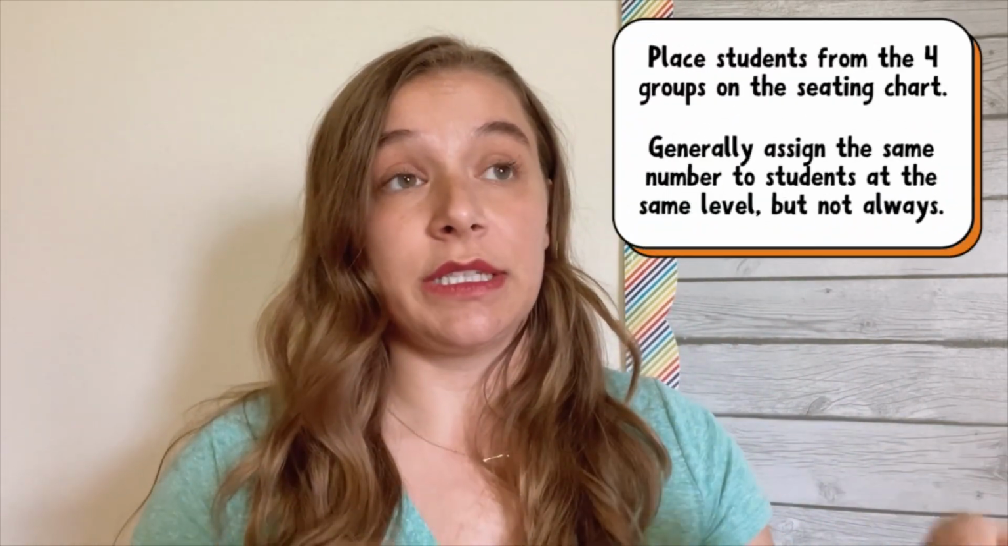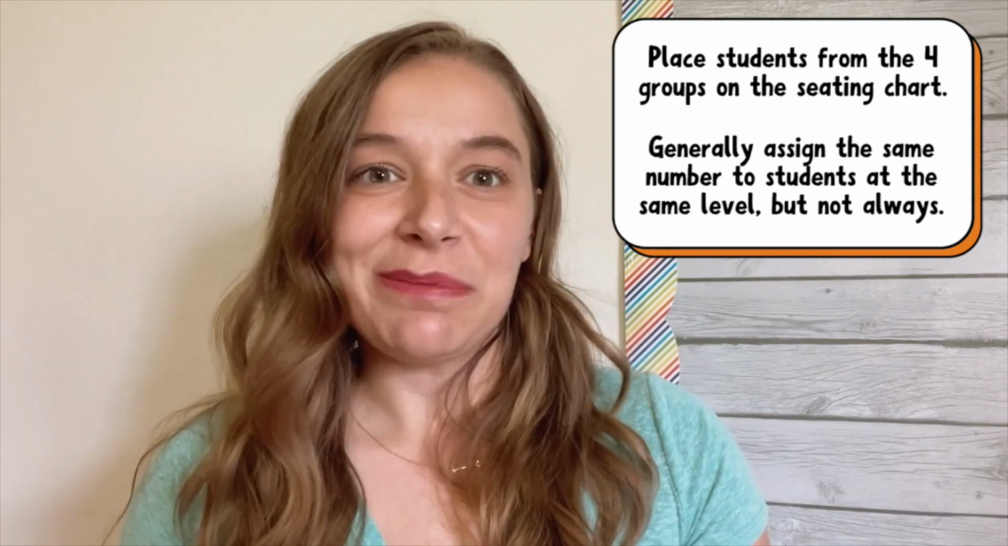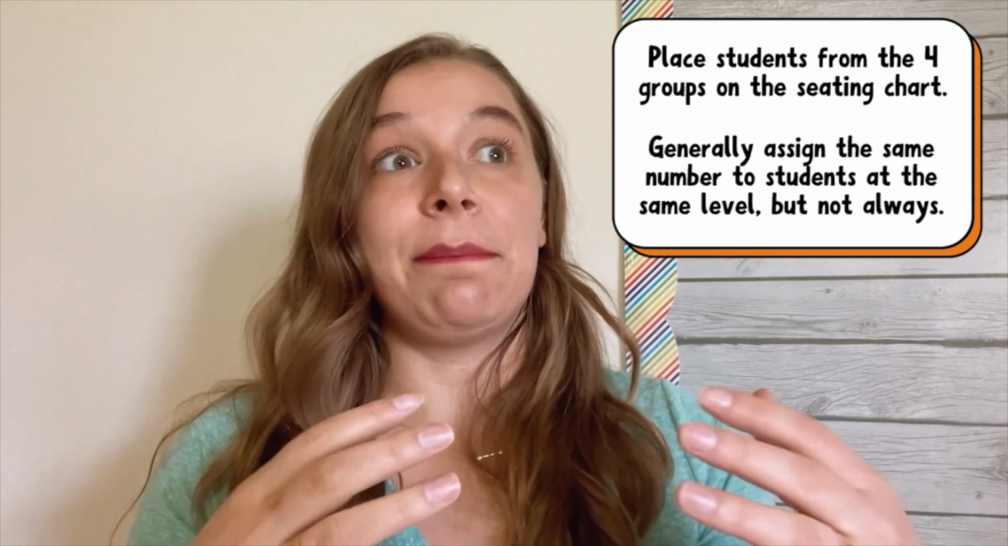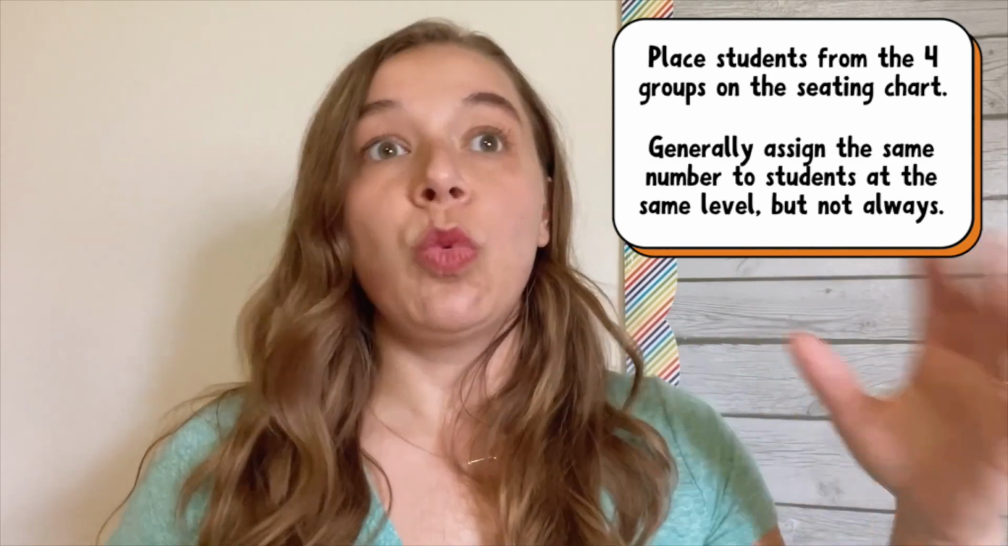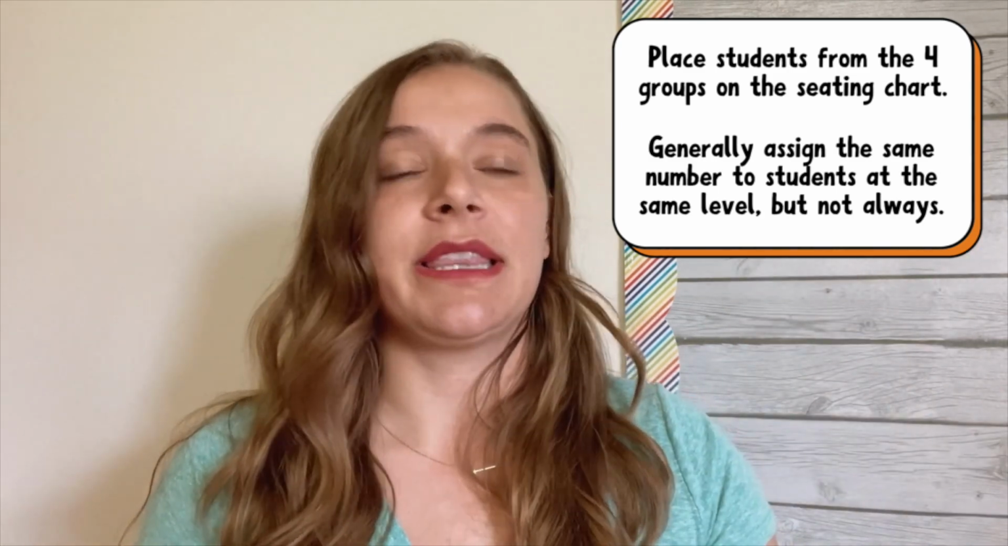Okay, now I'm going to take those 4 groups of students and place them on the seating chart and make sure that the kids from each group are the same number, but they're not always the same number every time. So what I mean by that is my mid-high students might be 3s, but my high students won't be 1s every single time. They might be 1s one time and they might be 4s another time, you know what I mean? So the idea is that this system is a little bit sneaky, right?